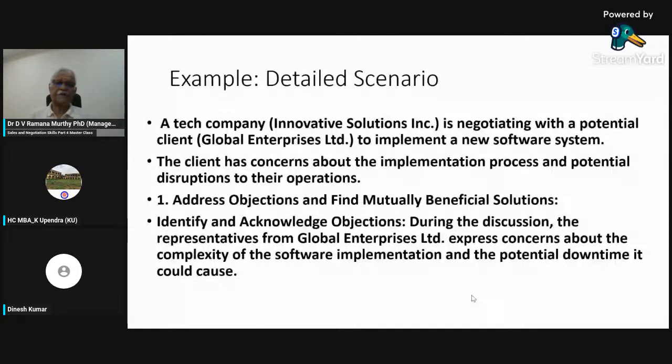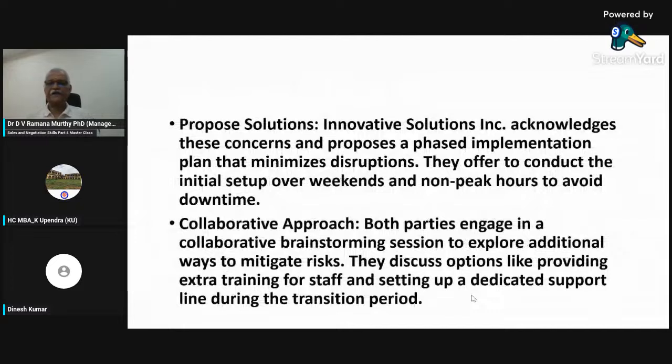Now you propose the solutions. Innovative Solutions acknowledges these concerns. Mind it, you can't cut down. You have to acknowledge their concerns and propose a phased implementation plan. So we are going to have an implementation plan for you.